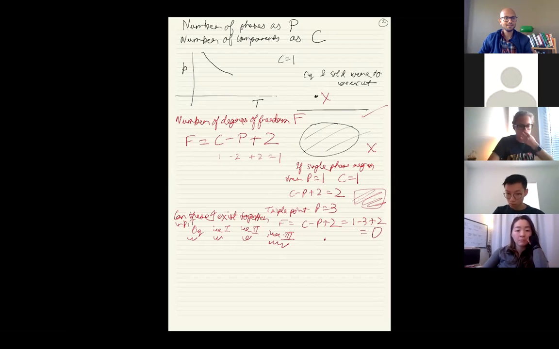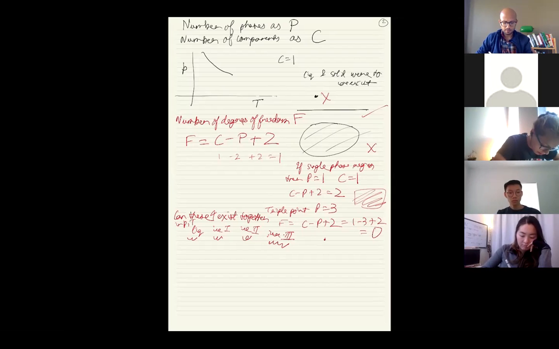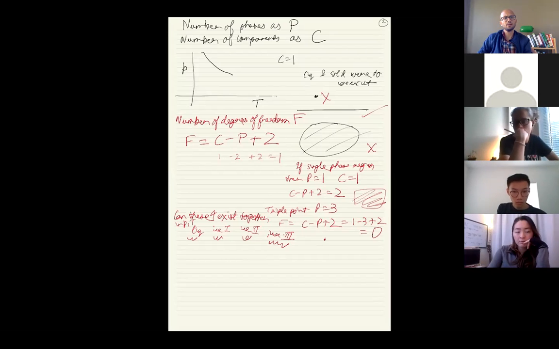Anyone else? It's okay. Ice 1, ice 2, ice 3 are phases of ice. Ice can exist in 15 different phases. They are all solid, but the crystal structures are different. So would anyone like to tell me why you think this is not possible? In a pressure temperature phase diagram, why can't you have 4 phases existing at the same point for water?